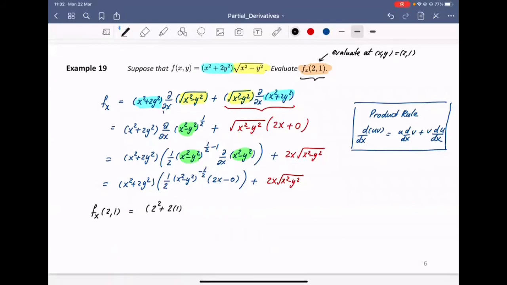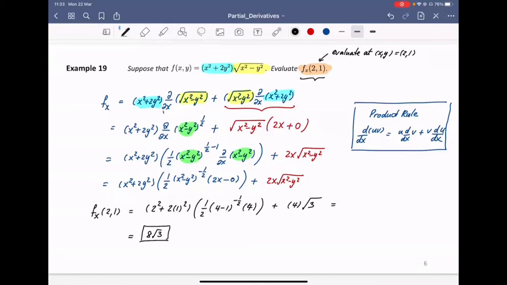Okay, 2 times 1 square here, and then 1/2. X squared is 4, y squared is 1, and then there's the negative 1/2, and then times 2x, which is 4, right? And then plus 2x, which is 4, and then square root 3. Here you're gonna have 4 plus 2, which is 6, and then times 2, which is, well, anyway, you can do it by yourself for sure. This is just the calculation. At the end, you're gonna get 8 square root 3.